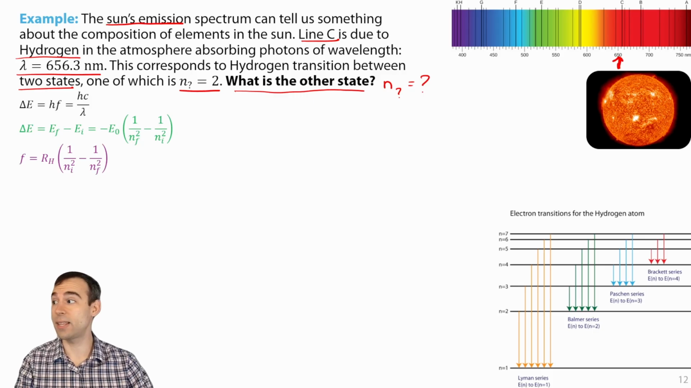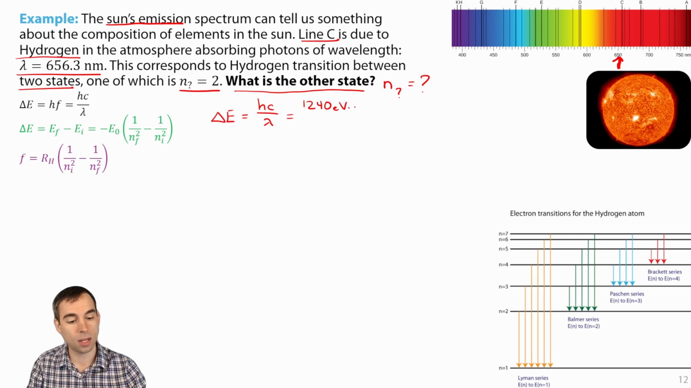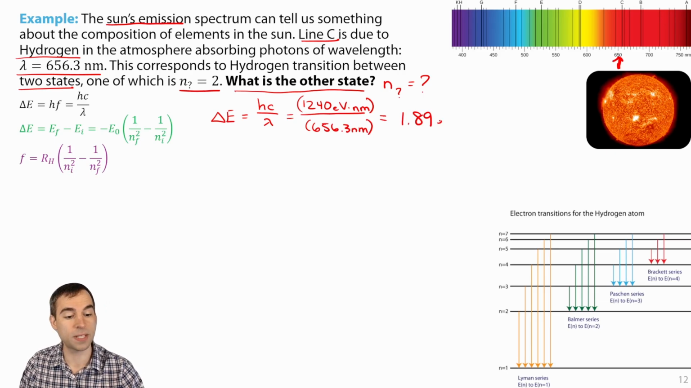So first, let's calculate the energy of this transition. Here we have an energy transition with two different energy levels, and it's a specific photon at 656.3 nanometers of wavelength. So we should be able to calculate what the energy is of that transition. Remember, a convenient equivalence is that h times c is 1240 eV nanometers, and so we can just divide by the number of nanometers here to get the eV of this transition. Here, our energy of this specific transition is 1.89 eV.